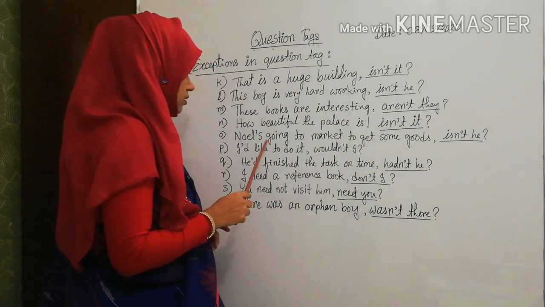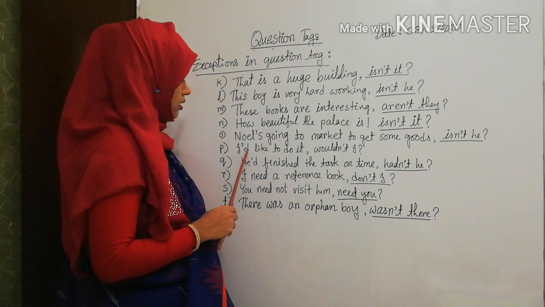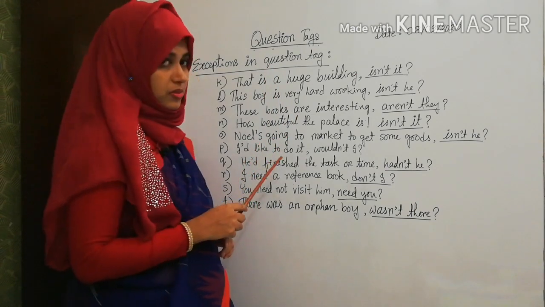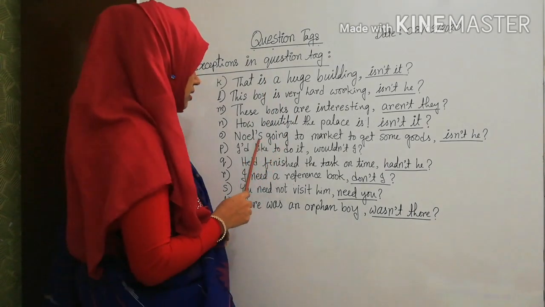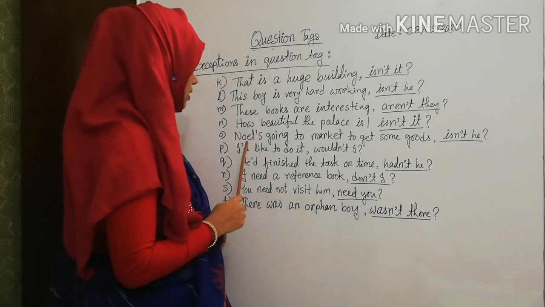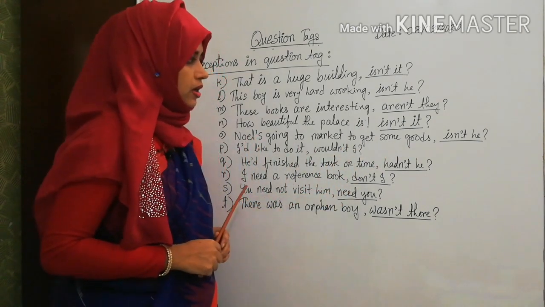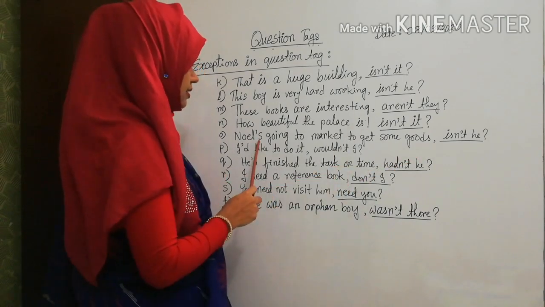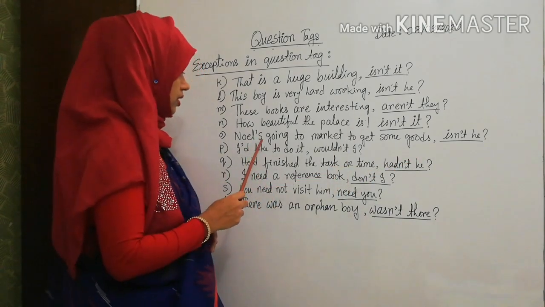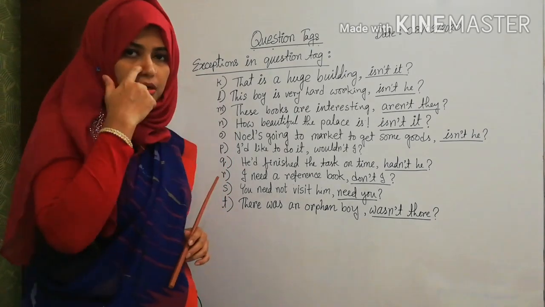Then: Noel's going to market. See, Noel's means Noel is, it is a contracted form, apostrophe s. Noel is going to market to get some goods. So, the tag will be isn't he, okay, because the main verb here is.